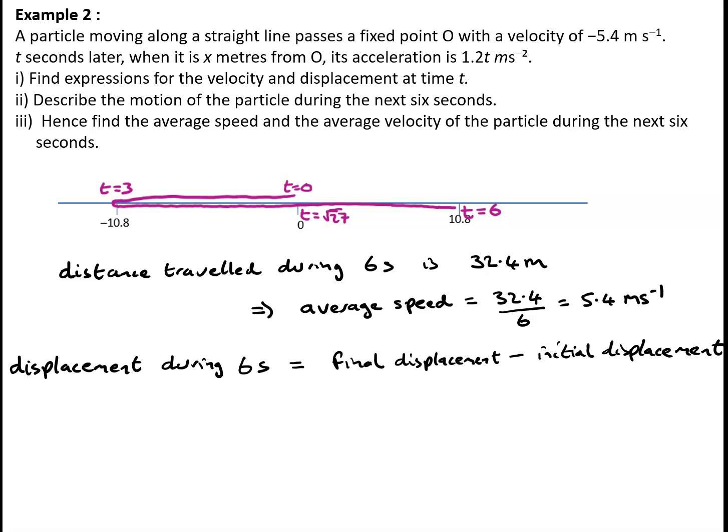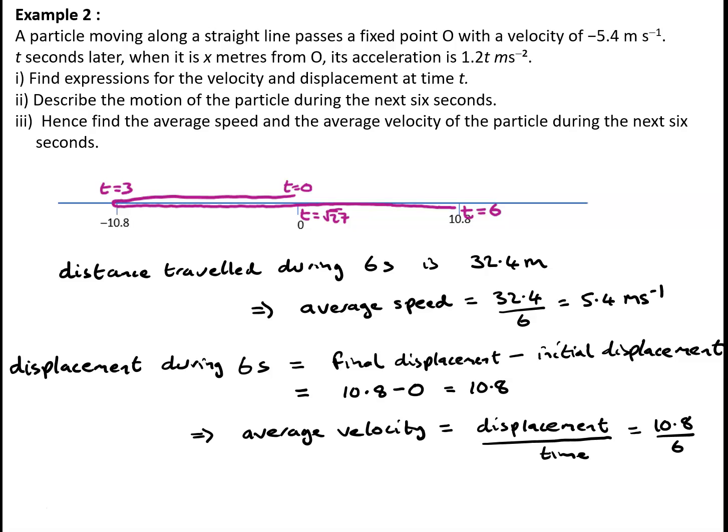The displacement during the 6 seconds is the final displacement minus the initial displacement. The final value of x is 10.8. The initial value of x was 0, so the displacement during the 6 seconds is 10.8 take away 0, which is 10.8. So I have a displacement during the 6 seconds of 10.8 meters. So the average velocity is the change in displacement divided by the time, 10.8 divided by 6, which is 1.8 meters per second.